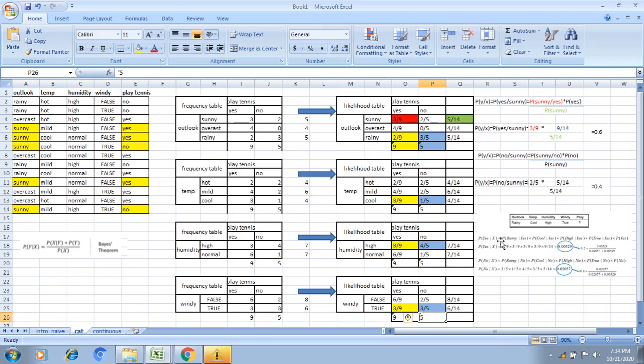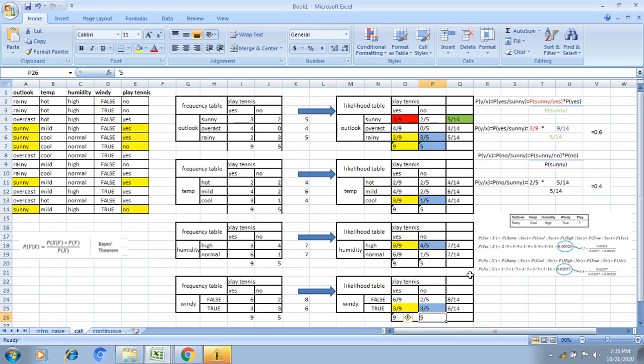I calculated the numerator for the first one and the second one, and now I am normalizing. I take the first one divided by the first one plus the second one. I got 0.2. Similarly, for the denominator I add both. Doing this normalization, I got the probability for no. It is the highest probability, so with this combination we are not willing to play. Because no versus X has the highest probability, we are not willing to play if it is rainy, cool, high and windy.